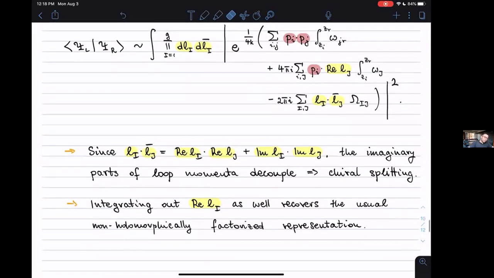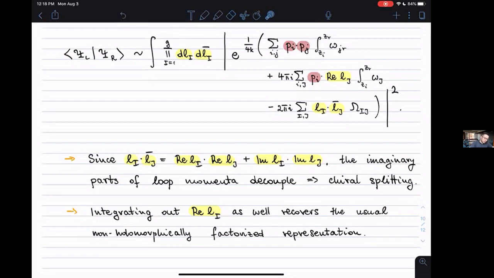So here's a couple of comments. Let me notice that in this last term here, L times L bar, which can be alternatively written as real times imaginary, the only place where the imaginary part of the loop momenta actually appears in this action is here, and it's purely Gaussian. So it completely decouples from all the rest.